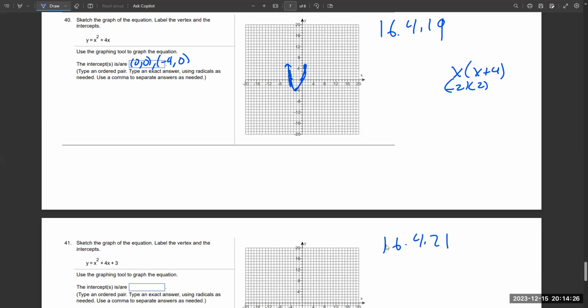So if we want to use our formula method, negative 4 over 2 times 1 is negative 4 over 2, is negative 2. Plug that negative 2 into the equation. We get 4 minus 8, which is negative 4. We get a vertex at negative 2, negative 4.